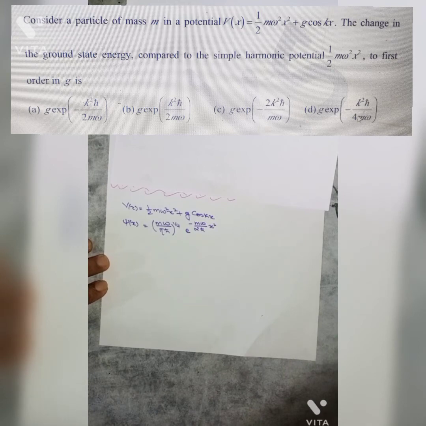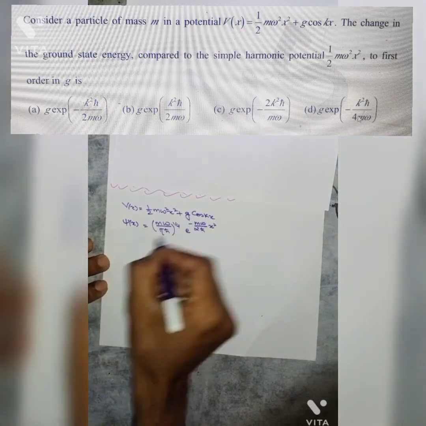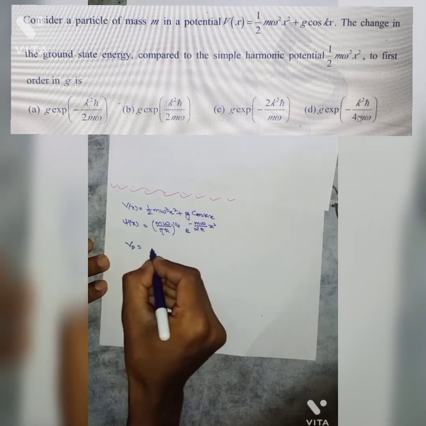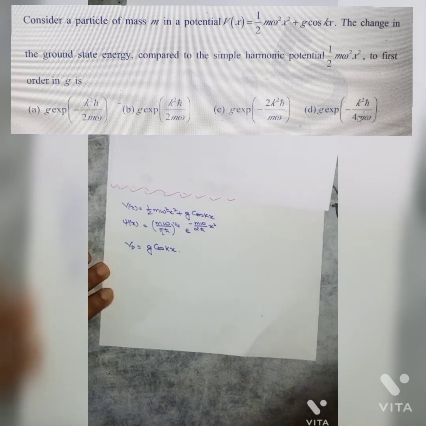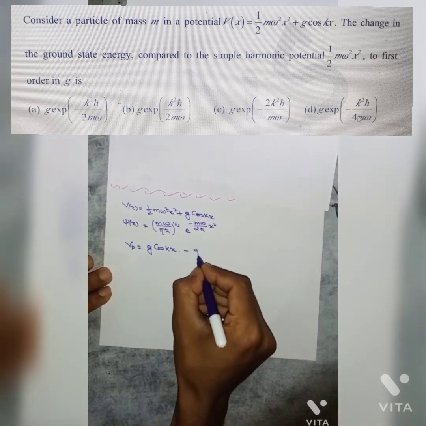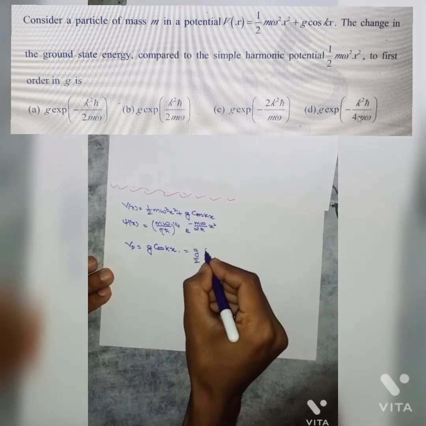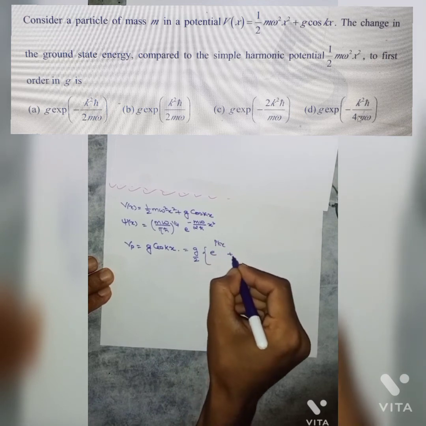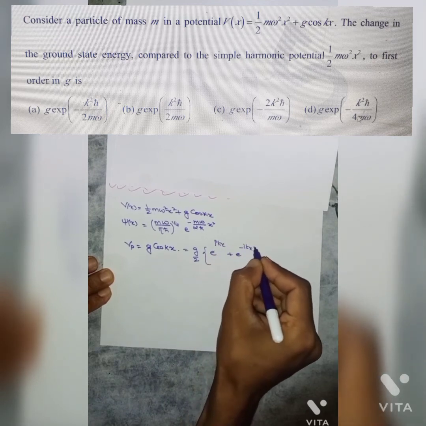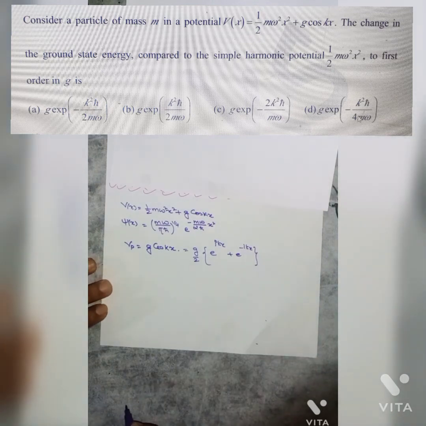What we need to know is that this is a part of the potential, that is g cos kx. This is the part of the potential, and it can also be written as g/2 times (e^(ikx) + e^(-ikx)), right?